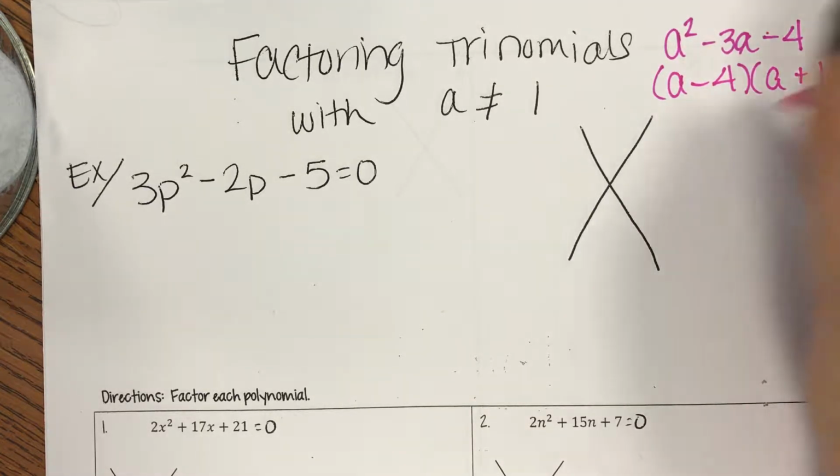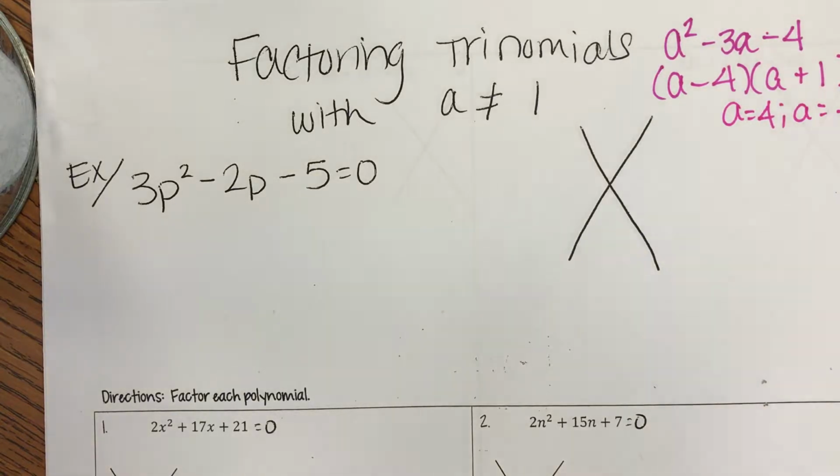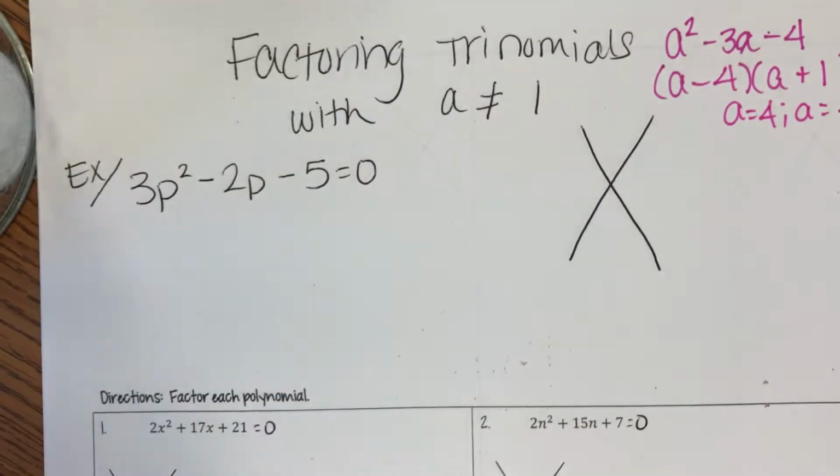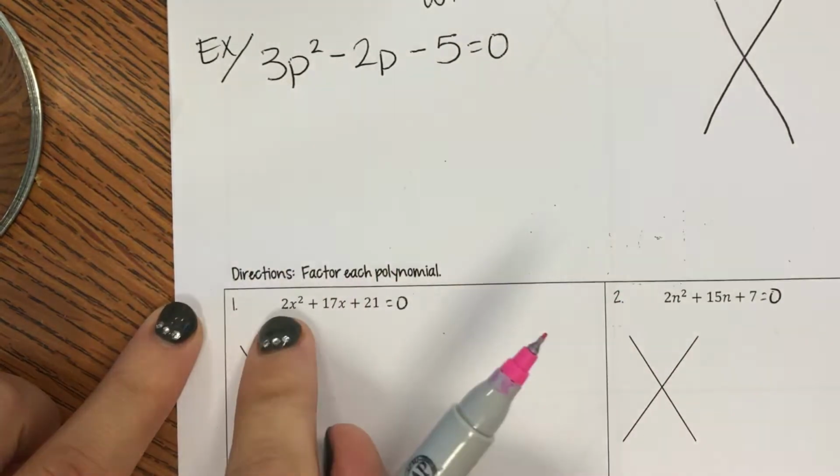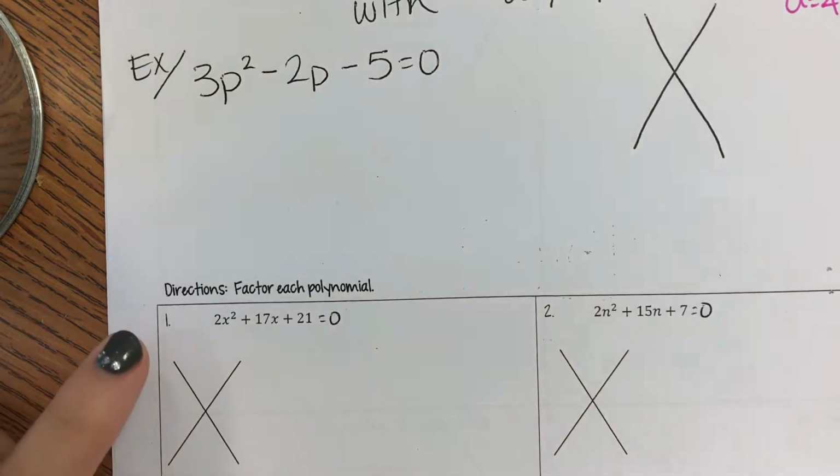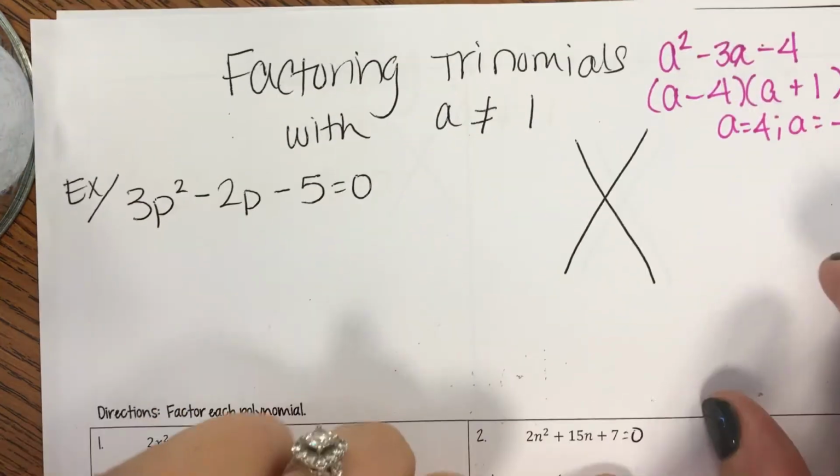If it was set equal to 0, then a would equal 4. Or a would equal -1. What we're going to look at today is an instance where the a value is not 1. So if it's 3, if it's 2, if it's 2 over here. And what we're going to do is use this x method.